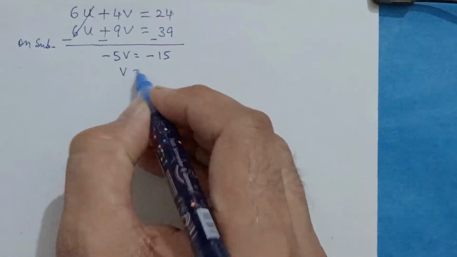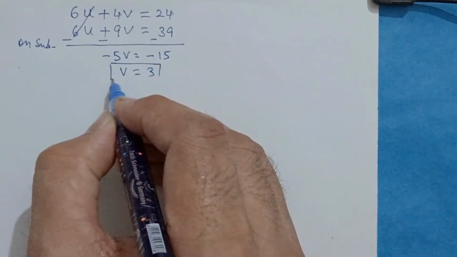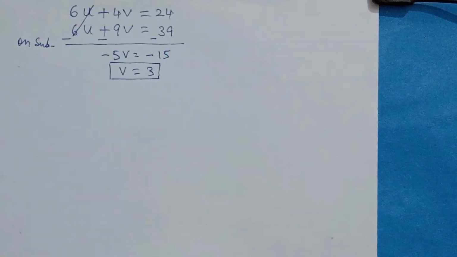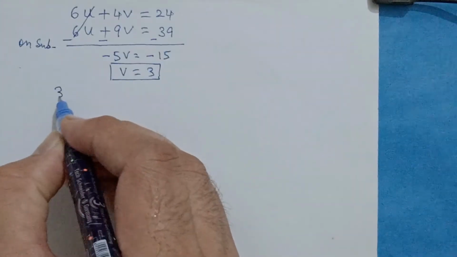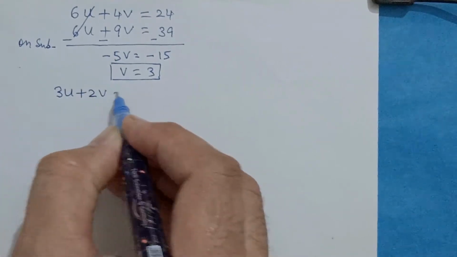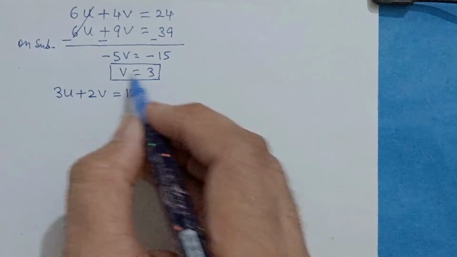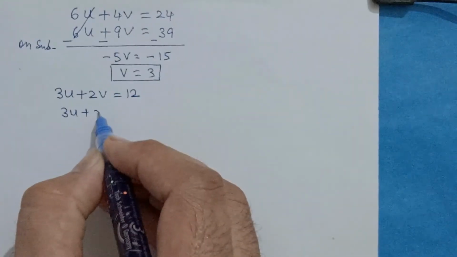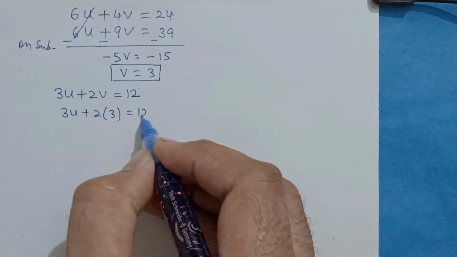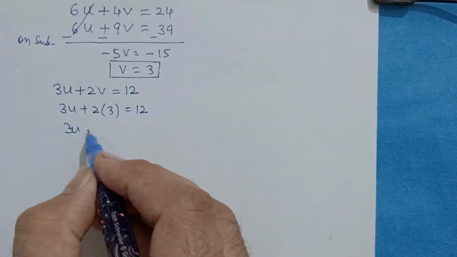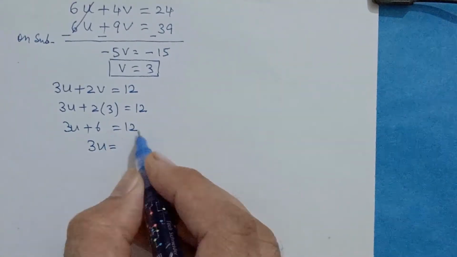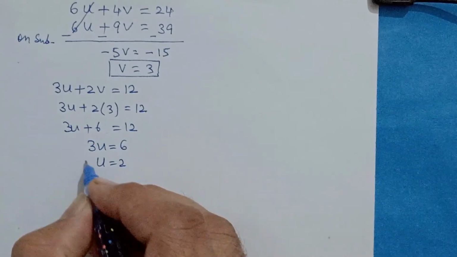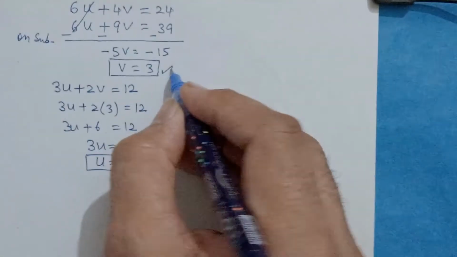Now the value of v is 3. When you take this minus 5 to the right hand side, it becomes minus 15 upon minus 5 and it gives 3. Now put this v is equal to 3 in any of the equations. 3u plus 2v is equal to 12. I am putting this value of v in this equation. So 3u plus 2 into 3 is equal to 12. This is 3u plus 6 is equal to 12. 3u is equal to 12 minus 6 is 6 and u is equal to 2. So the value of v is 3 and the value of u is 2.